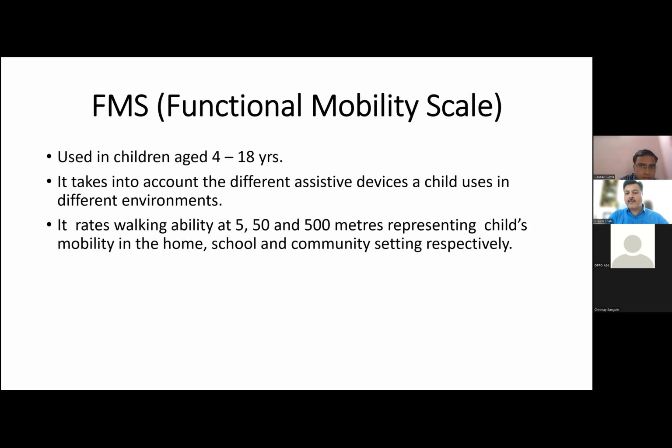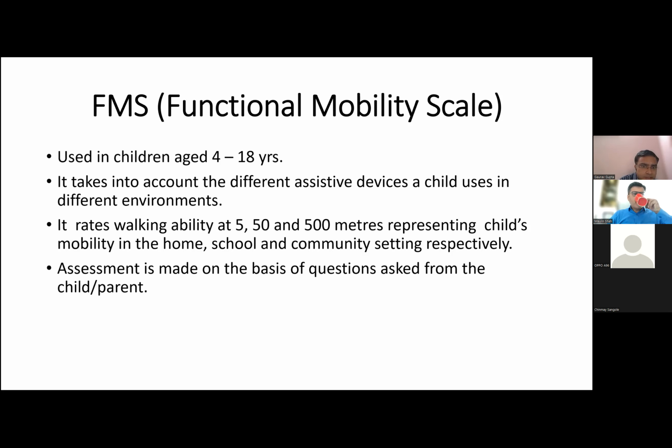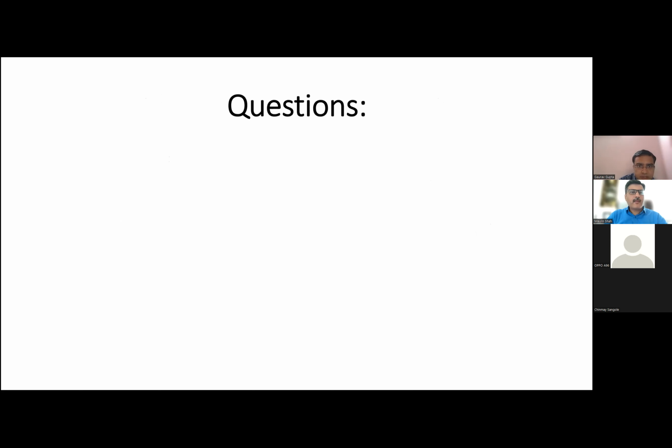Yeah, so the Functional Mobility Scale is used in kids 4 to 18 years of age. It takes into account different assistive devices a child uses in different environments, and it basically rates walking ability at 5, 50, and 500 meters, representing the child's mobility in home, school, and community settings. This assessment is made on the basis of questions asked of the child or the parent. And these are the questions.